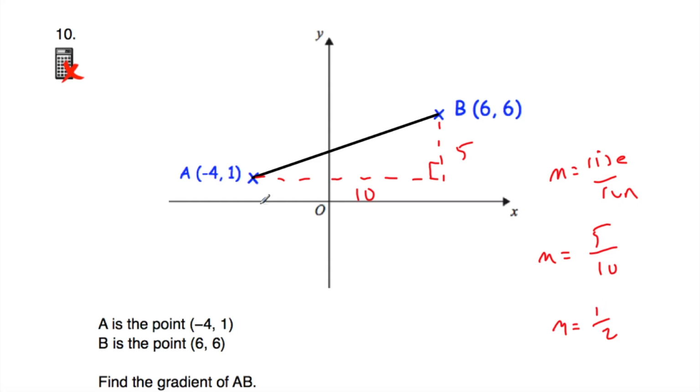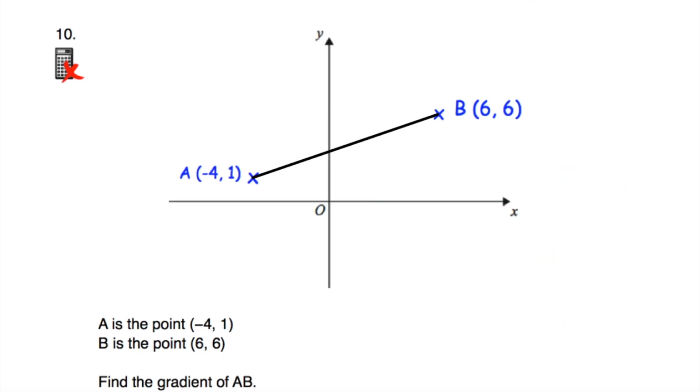So the gradient of the line AB would be equal to a half, and that's it. That's probably the approach that I would use, because the sketch was there for us, so we could just label on the run and the rise quite easily, and then do the rise divided by the run. Alternatively, you could use the formula, and I'll just do that now. And that's fine as well.